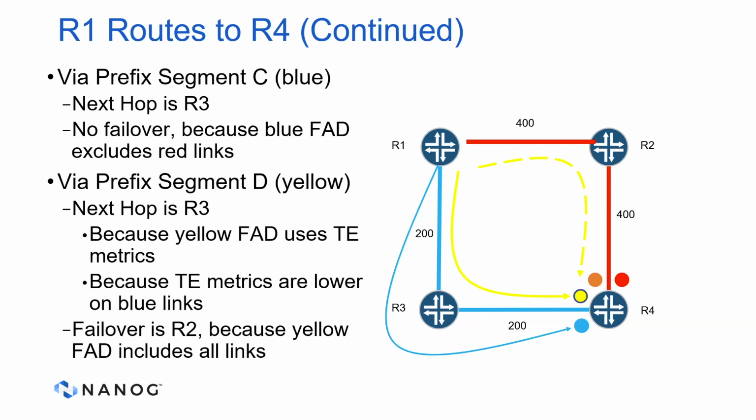So for prefix segment C, which is in the blue FlexAlgo, the next hop is R3 because the TE metric is lower on the blue link, and there is no failover because it excludes all the red links. And similarly, for the yellow FAD, which is for segment D, we can see that the next hop is R3, but there is a failover because it includes red links as well. So if there's a failover, then you can see that the path is via the red links.